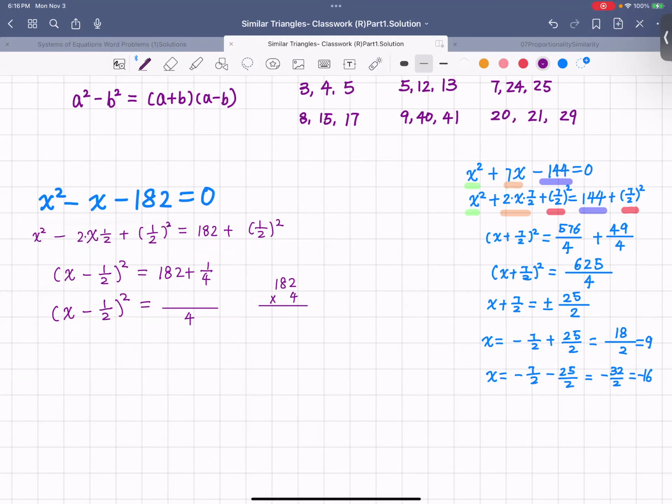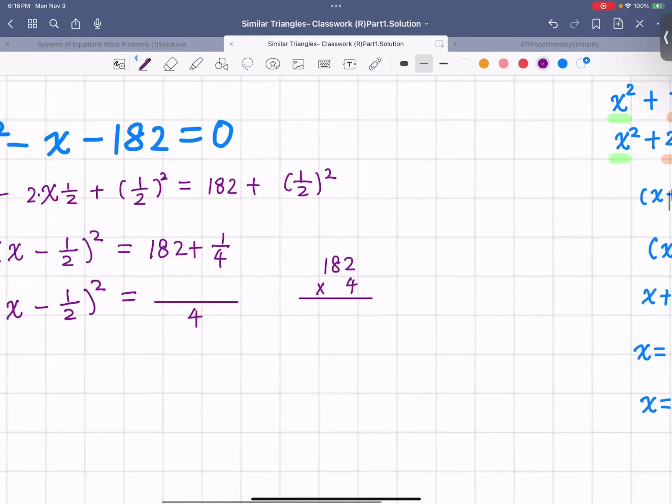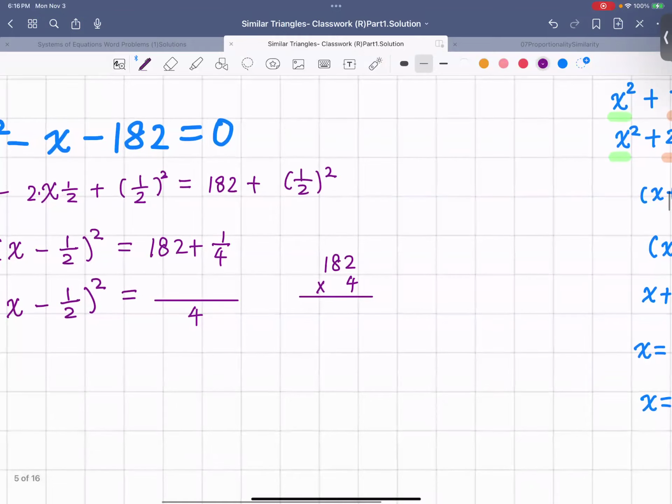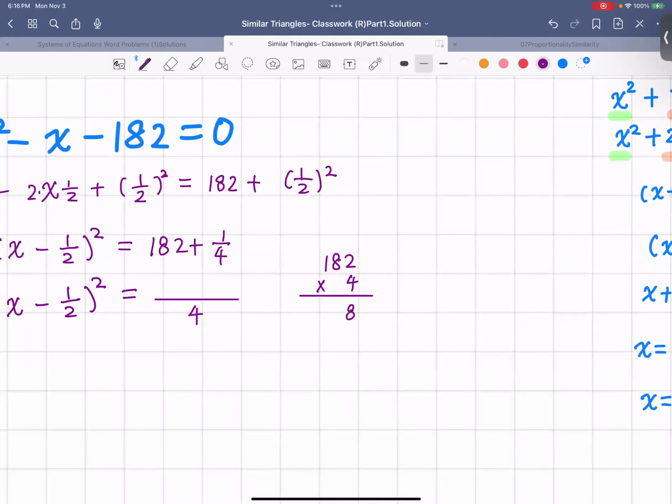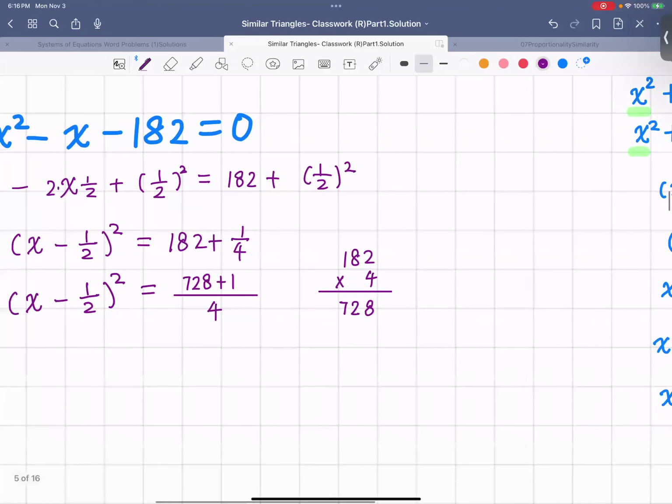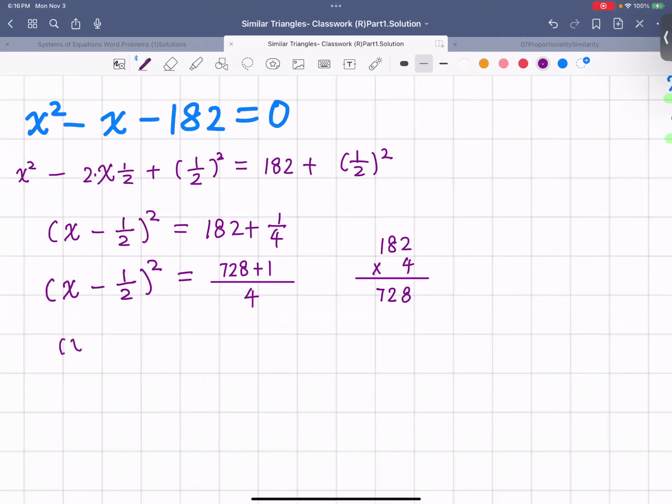Go. Say it. How much? 2 by 4 is 8. 28. How much? 728. Yes. And then you plus this one, right? Got it? Now, go. Keep going.